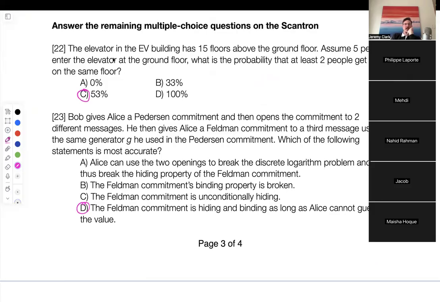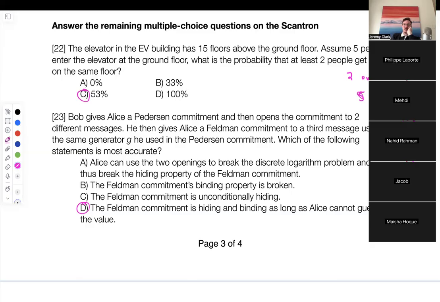Okay, so the elevator in the EV building has 15 floors above the ground floor. Assume five people enter the elevator at the ground floor. What is the probability that at least two people get off on the same floor? So we're talking about 2 out of 5 getting off, and there's 15 floors. So you have five people, 15 floors. Five people are basically going to 15 floors.